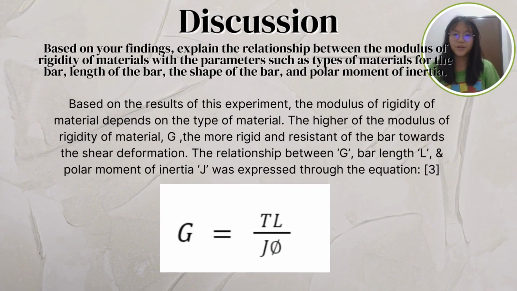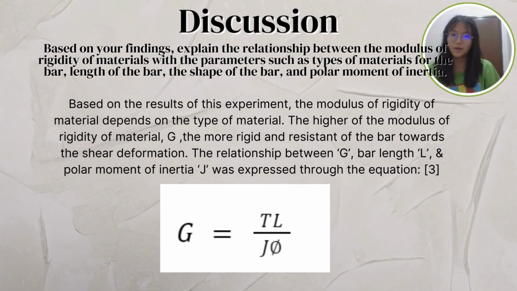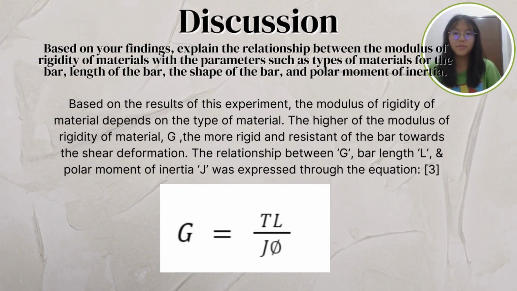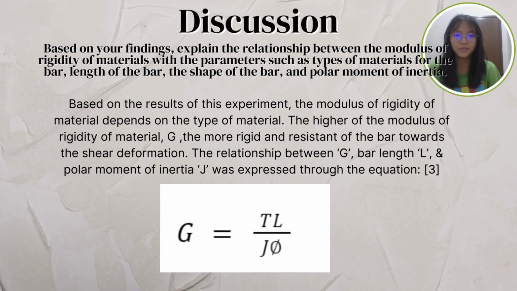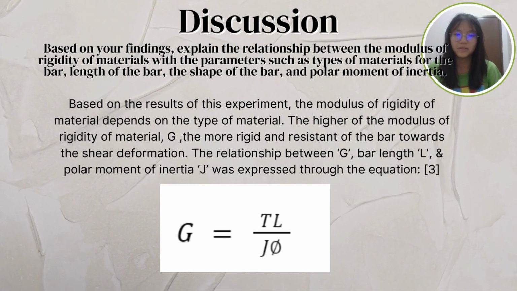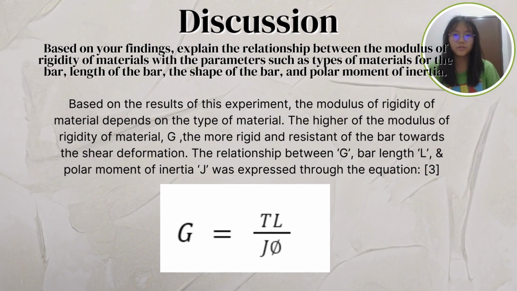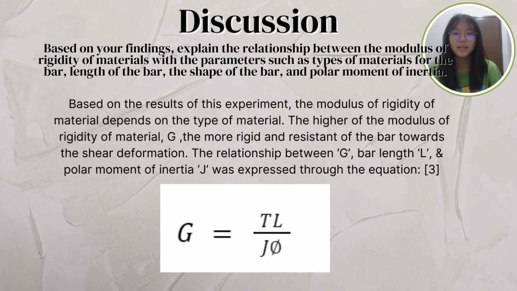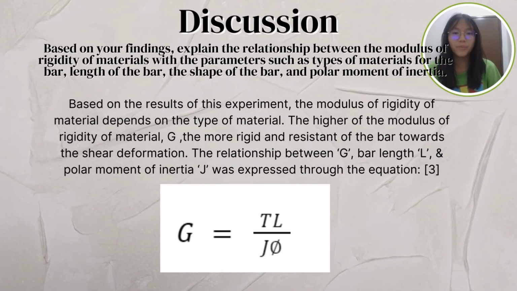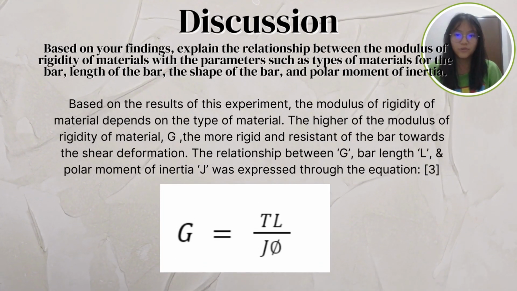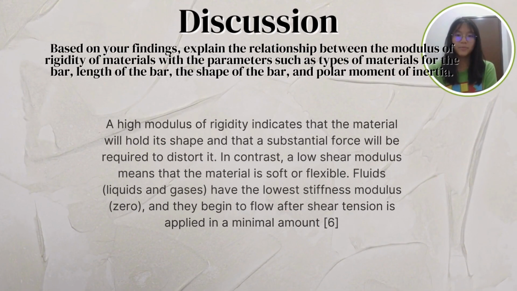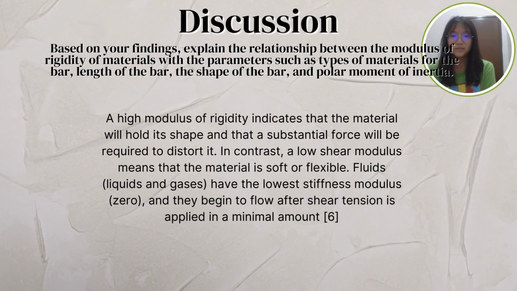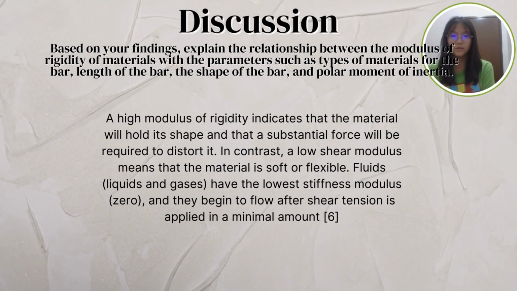The third question is, based on your findings, explain the relationship between the modulus of rigidity of material with the parameters such as types of materials for the bar, length of the bar, the shape of the bar, and polar moment of inertia. Based on the result of this experiment, the modulus of rigidity of material depends on the type of material. The higher the modulus of rigidity G, the more rigid and resistant the bar is towards shear deformation. The relationship between G, bar length L, and polar moment of inertia J is expressed through the equation below. A high modulus of rigidity indicates that the material will hold its shape and that a substantial force will be required to distort it.